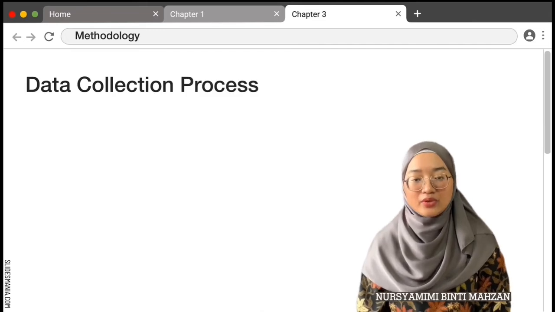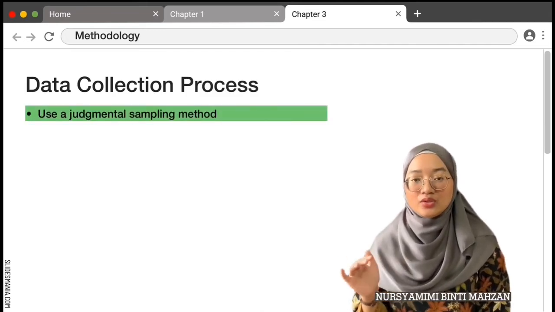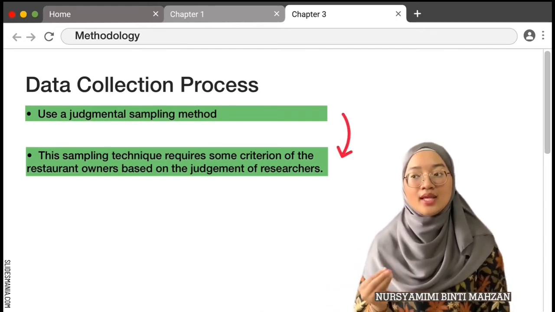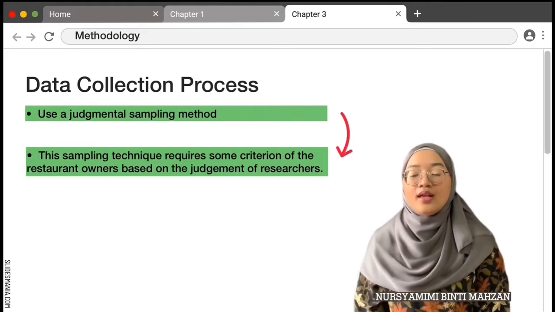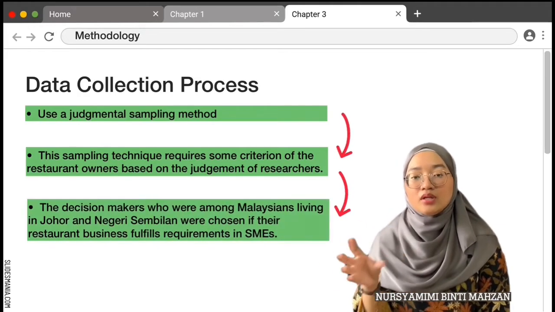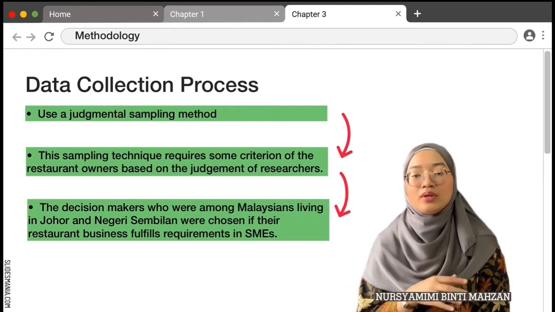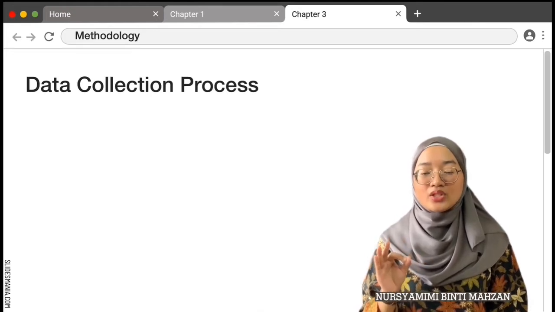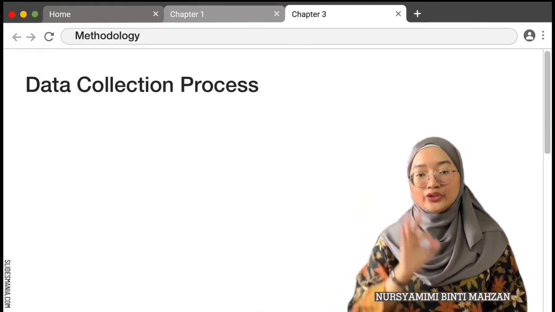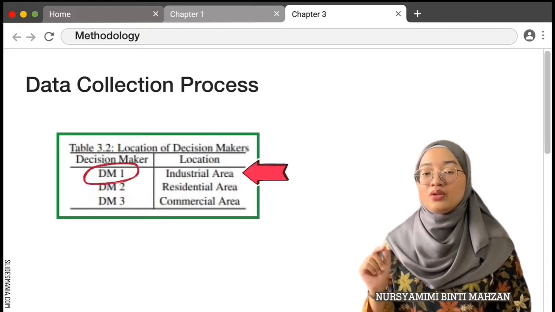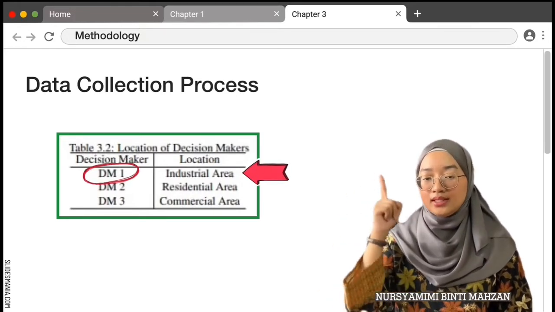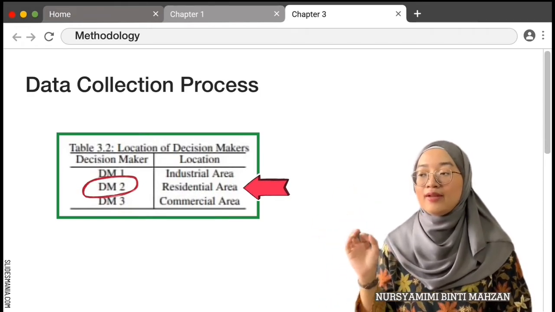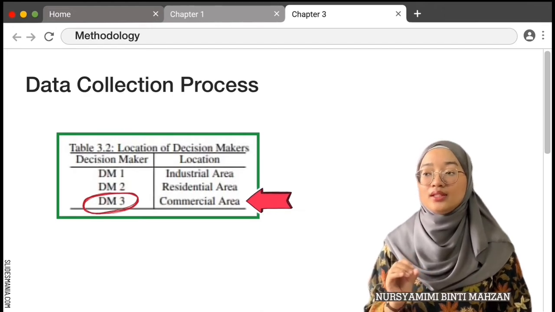Next is the data collection process. A judgmental sampling method is used as the researcher wants the decision makers to fulfill the judgment of the researcher based on the specific criteria as mentioned before. Besides that, the decision makers are among the Malaysians living in Johor Bahru and Negeri Sembilan. The 3 decision makers selected are based on their restaurants located in 3 different areas. For decision maker 1, the restaurant is located in the industrial area. For decision maker 2, the restaurant is located in the residential area, and for decision maker 3, the restaurant is located in the commercial area.